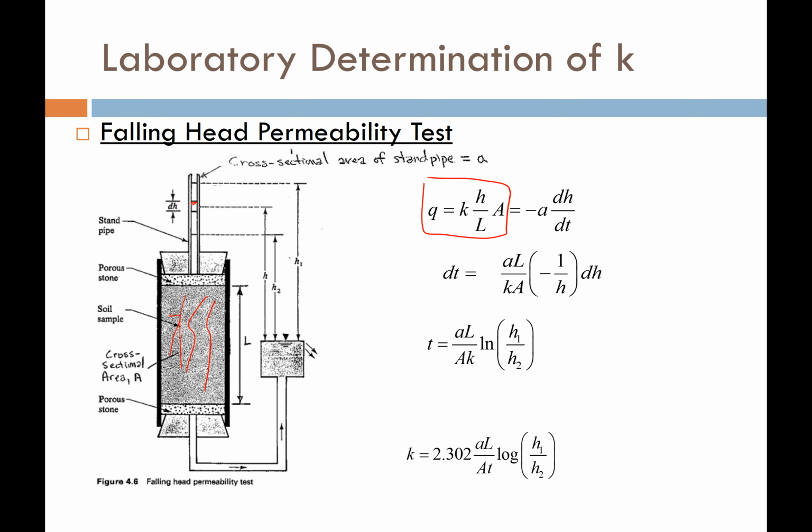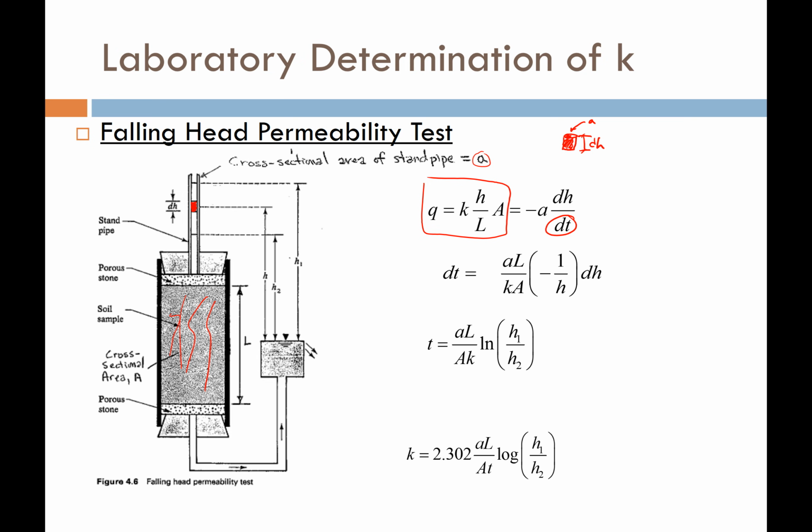But we know that flow has to remain constant. And if I have just a little element of water in this upper standpipe that is dH high times an area of A, so you can imagine then a little cylinder of water, that is dH high and has a cross-sectional area of A. So that's a volume of water. The flow in a given amount of time has to equal that little volume of water that went down as a function of time.